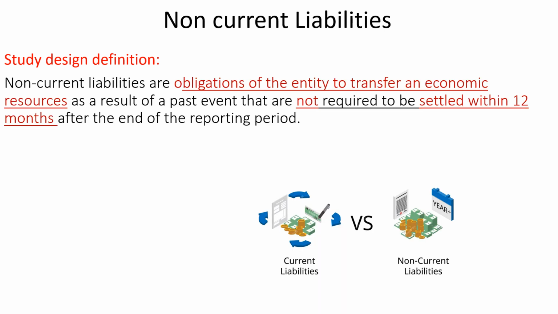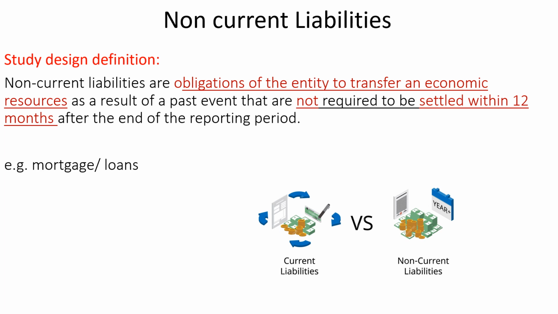So we have the same buzzwords for our non-current liabilities. There's an obligation to transfer an economic resource, which would usually be cash, as a result of a past event, but we're not expecting to settle that within the next 12 months. So again, the going concern assumption comes into play here.